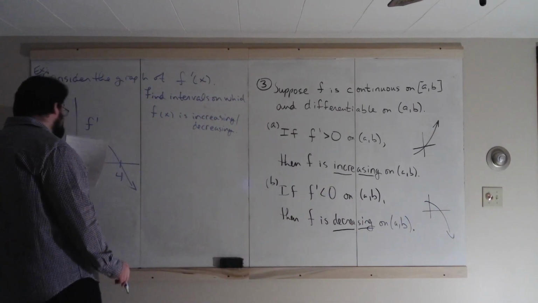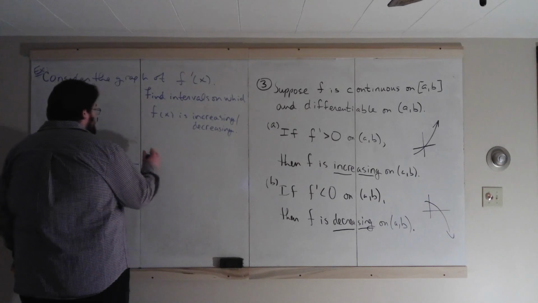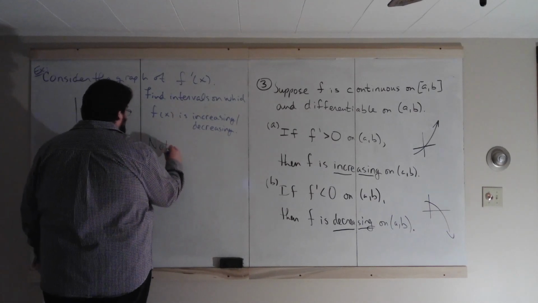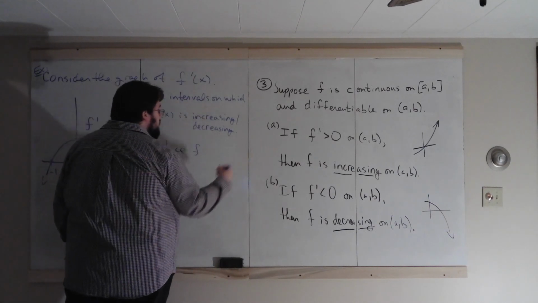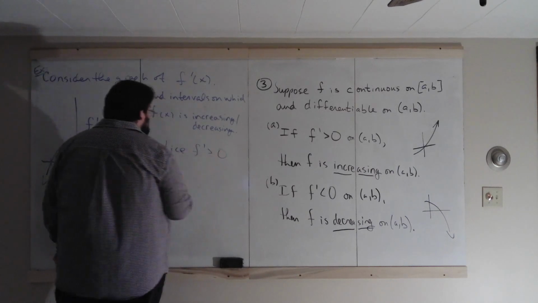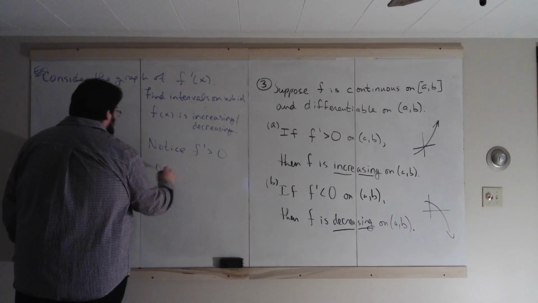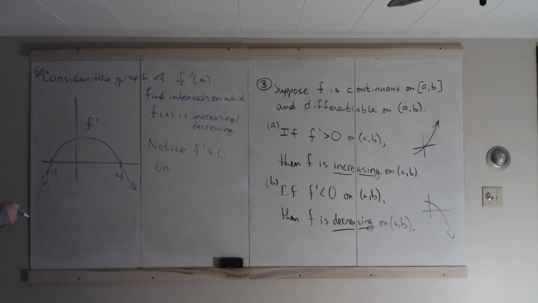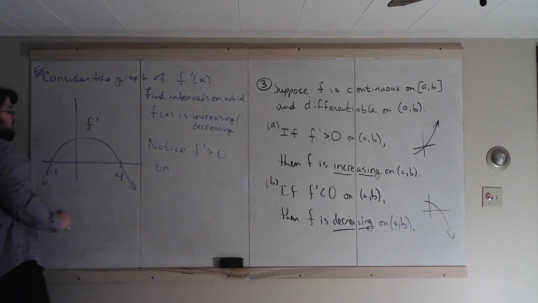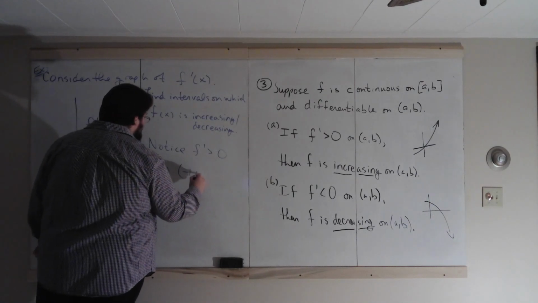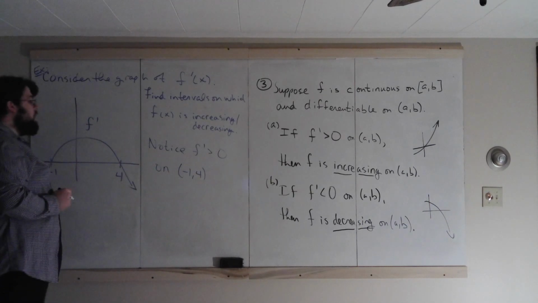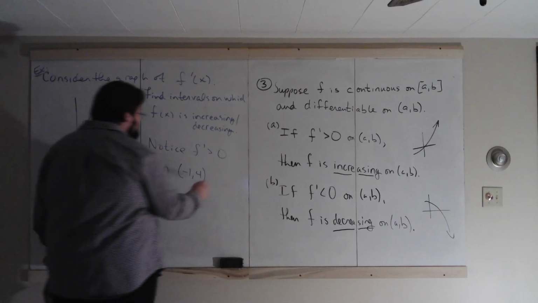Let's first do where f prime is positive. So notice f prime is positive on what? Where is f prime positive? Well, f prime is positive where this graph is above the x-axis. So f prime is above the x-axis between -1 and 4. So f prime is positive on that interval.